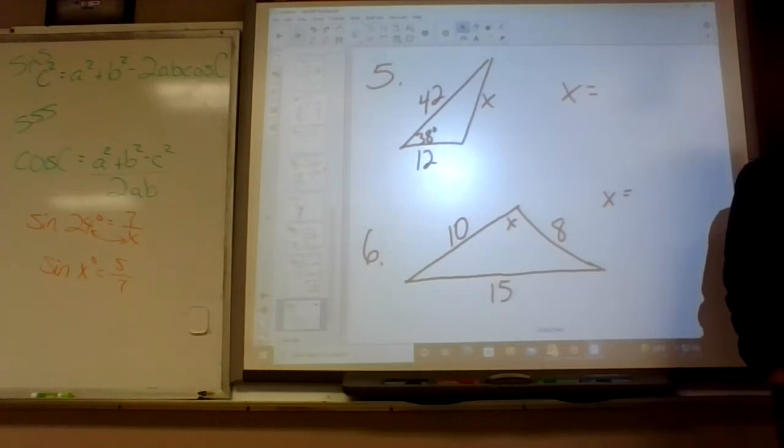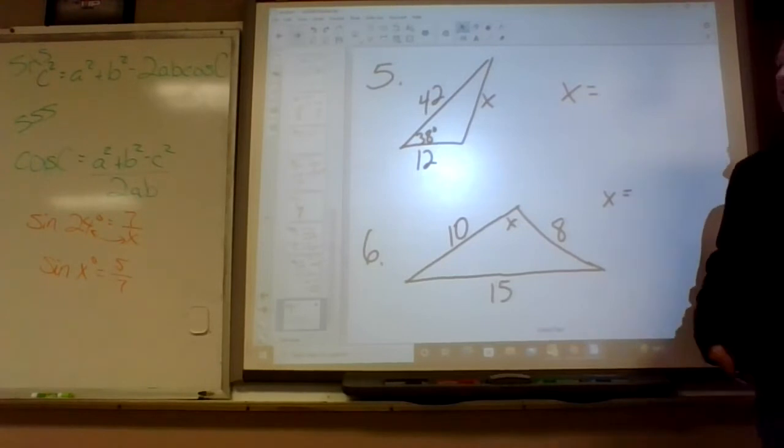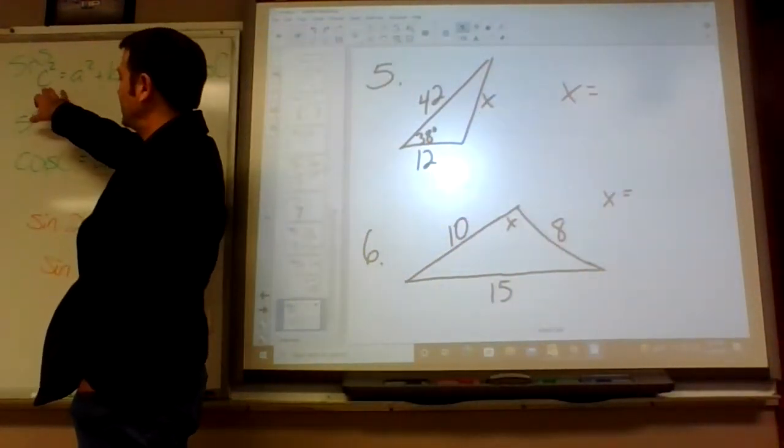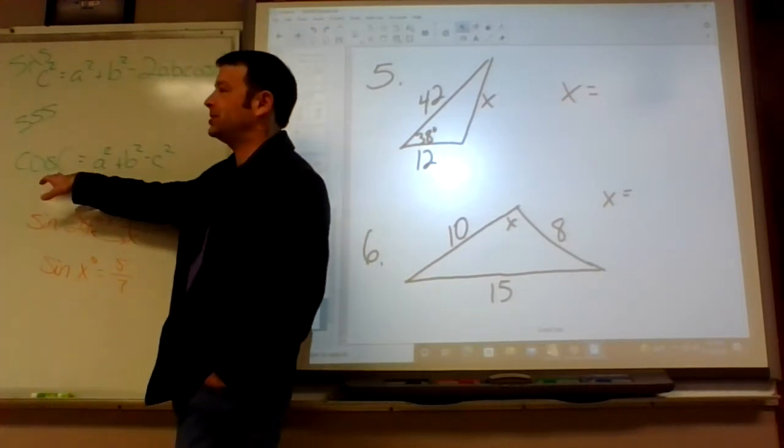Basically, if law of sines does not work, you have to use law of cosines. If we're looking for a side, little c stands for the side. If we're looking for an angle, big C stands for the angle.